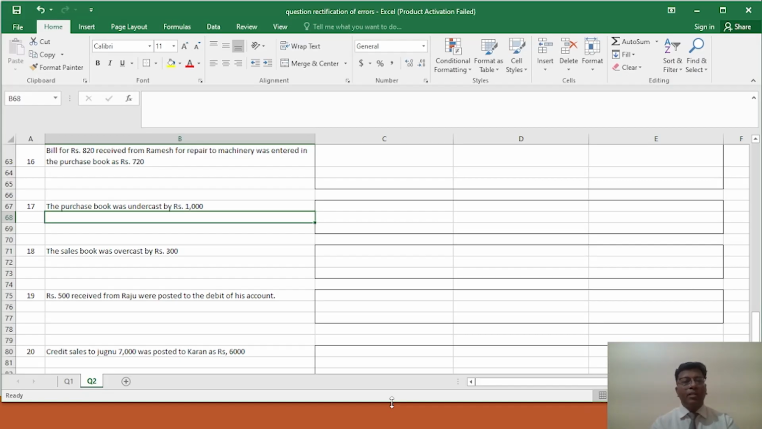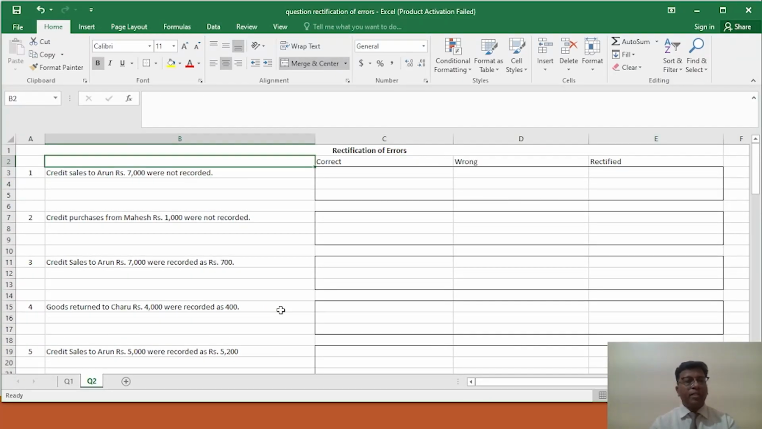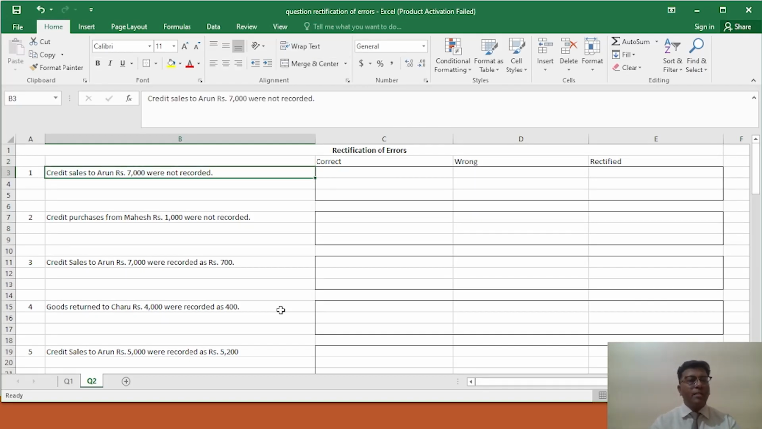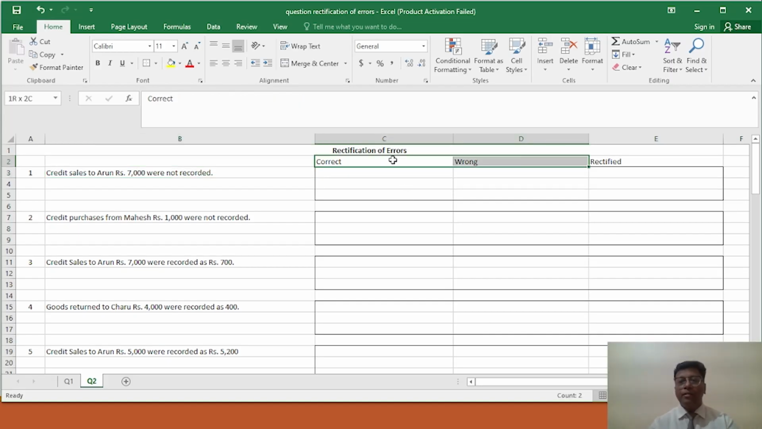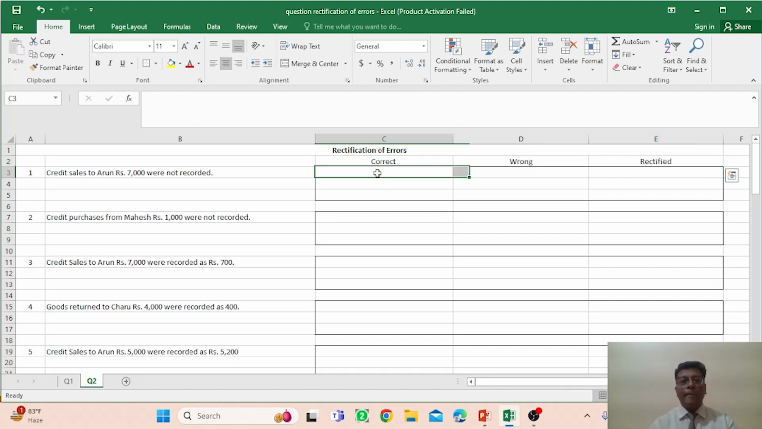As you see on the screen, there is a particular question, and the very first transaction is that credit sales of around rupees 7,000 were not recorded. So, when you are going to rectify the errors, there are three columns: correct, wrong, and rectified. It means you have to make three entries here. The first column is the correct, the second column is the wrong, and the third one is rectified.